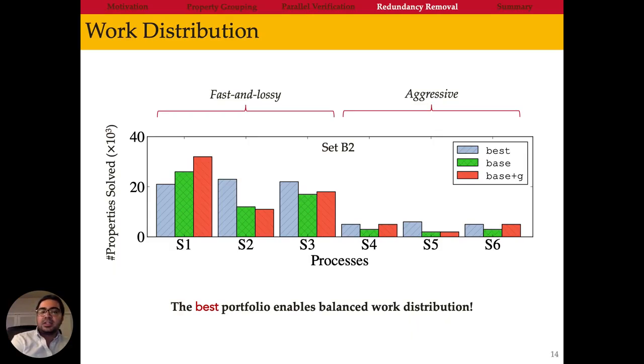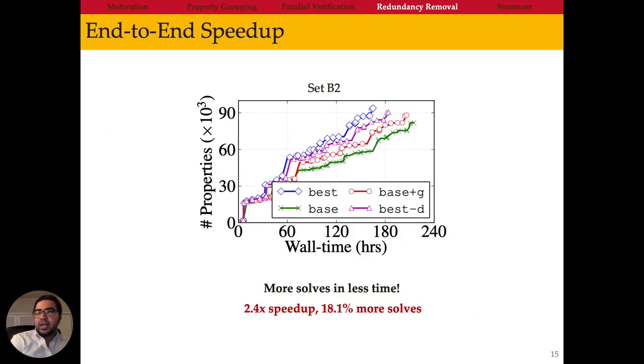In contrast, the first fast and lossy process in the base plus G portfolio solves considerably more properties compared to the other 2 fast and lossy processes, which is indicative of scheduling limitations across processes. The ability to optimally distribute work across processes enables our best portfolio to offer significant end-to-end verification speedups. In contrast to the base plus G portfolio, which represents a state-of-the-art portfolio with grouping, the best portfolio achieves a median 2.4x speedup and successfully solves 18.1% more properties.